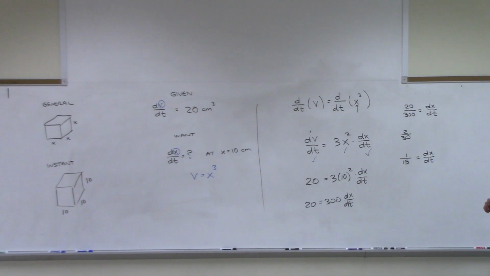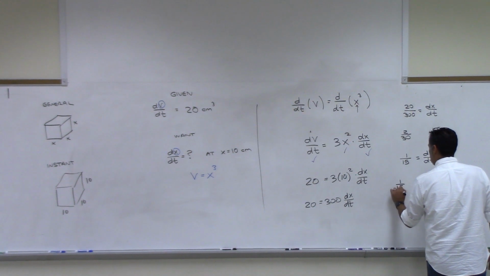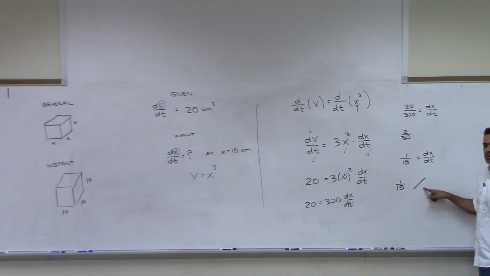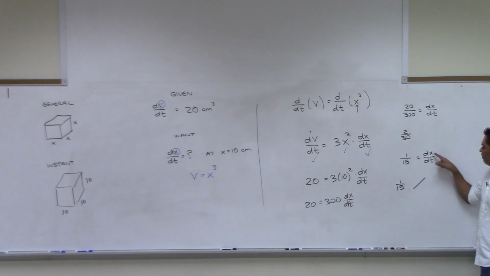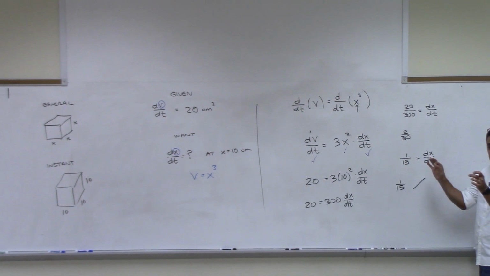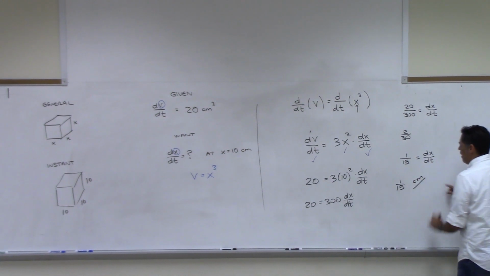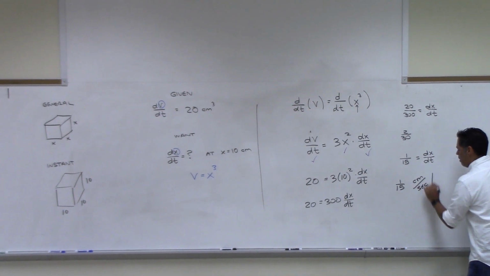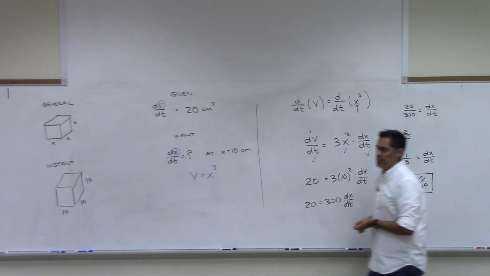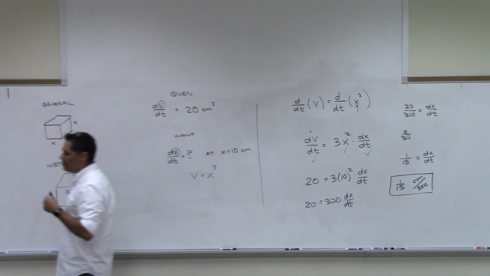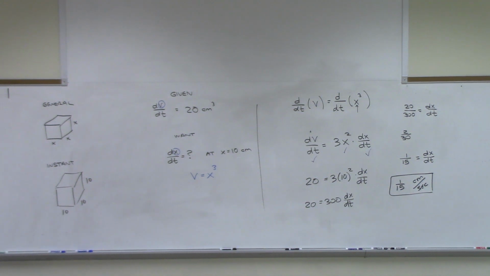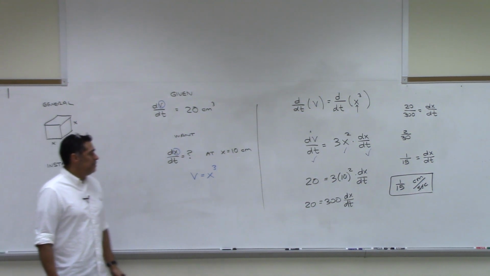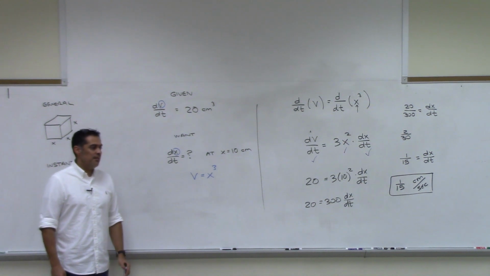All right? But what I also want are the units. So this is 1/15 centimeters per second. To get that, we look at this fraction here. dx, the change in x. x is measured how here? Centimeters. And then time on the bottom, time is measured in this problem in seconds. So you got this cube. The volume is increasing at 20 cubic centimeters per second. At exactly the moment the edge of the cube is 10 centimeters, that edge is growing at a rate of 1/15 centimeters per second. 1/15 of a centimeter per second.